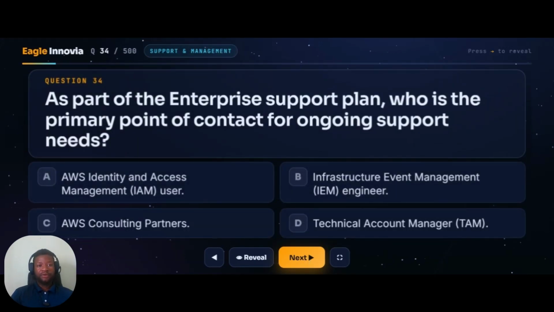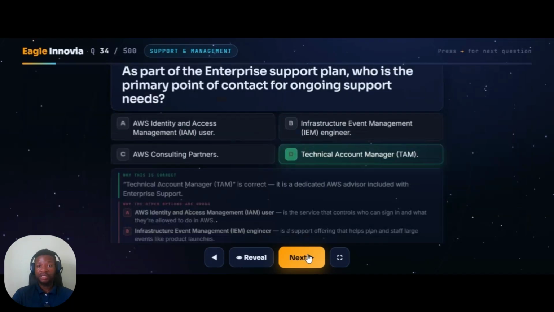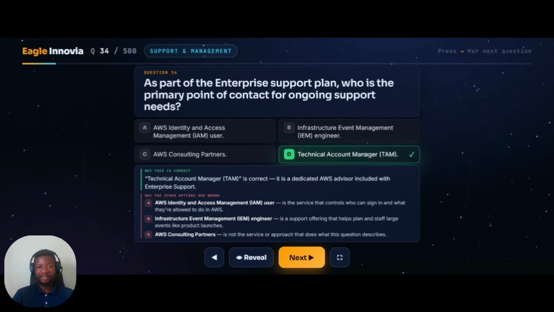Question number 34. As part of the enterprise support plan, who is the primary point of contact for ongoing support needs? A. AWS Identity and Access Management User. B. Infrastructure Events Management Engineer. C. AWS Consulting Partners. D. Technical Account Manager. The answer is Technical Account Manager. It is a dedicated AWS advisor usually with the enterprise support plan.